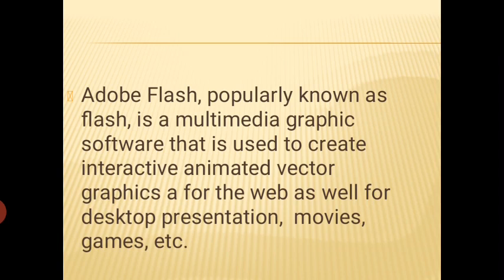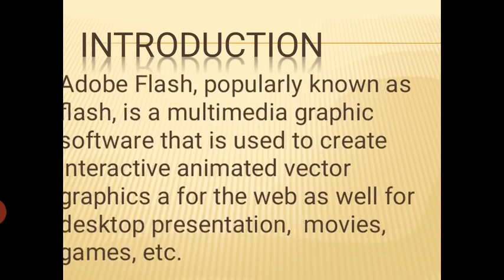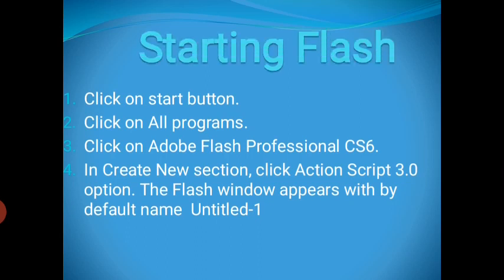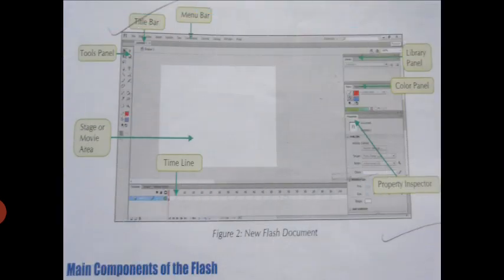So let's see how to start Flash. First, click on Start, then click on All Programs, then click on Adobe Flash Professional CS6. Fourth step is click on Create New section, then the ActionScript 3.0 option. Then the Flash window will appear. See the Flash window. This is the Flash window.